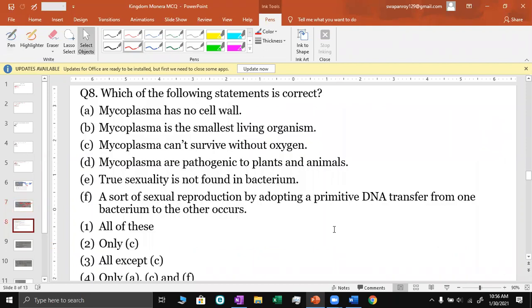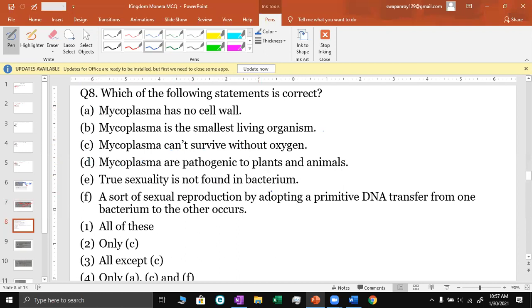Next, here is a very big question. Which of the following statements is correct? Here we have six statements. One, mycoplasma has no cell wall. Mycoplasma is the smallest living organism. Mycoplasma can survive without oxygen. Mycoplasma are pathogenic to plants and animals, so all mostly related to the mycoplasma. So these four statements are related to mycoplasma.